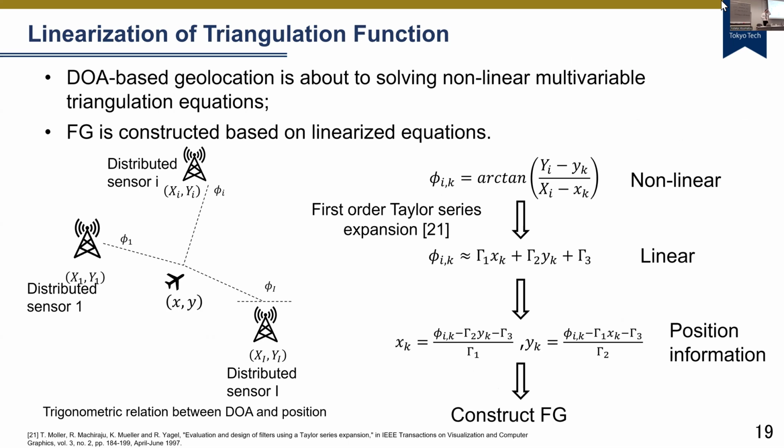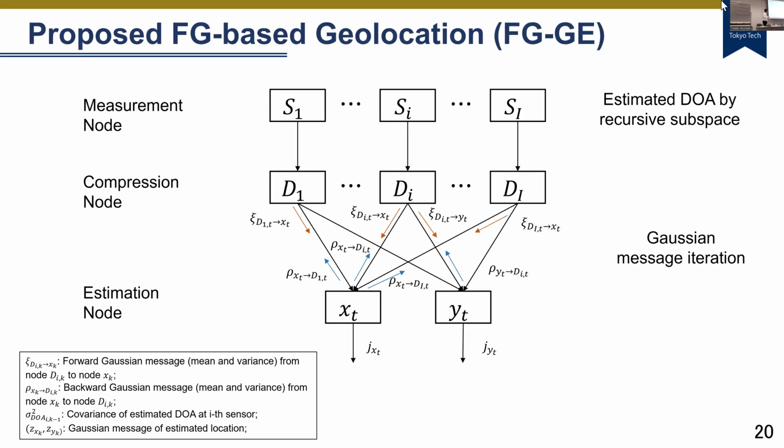So next, I'm going to introduce the second part of our framework, which is related to the geolocation and tracking. We know that if we use the triangulation method, we have to solve this nonlinear multivariable problem. Actually, directly solving it is very difficult. So we first conduct the first-order Taylor series to linearize it. Then we can get the information related to the target position. So based on this position information, we can construct the factor graph like this. So this factor graph is for geolocation.